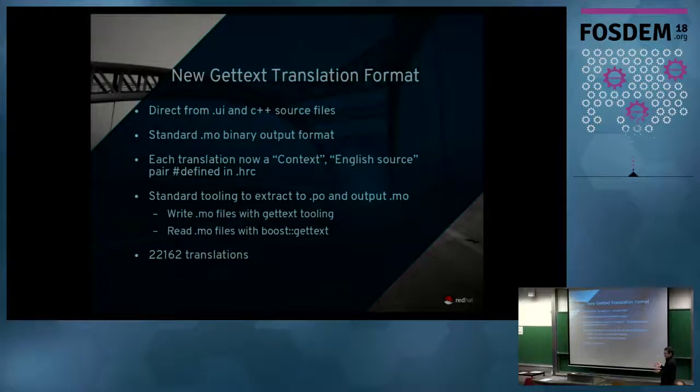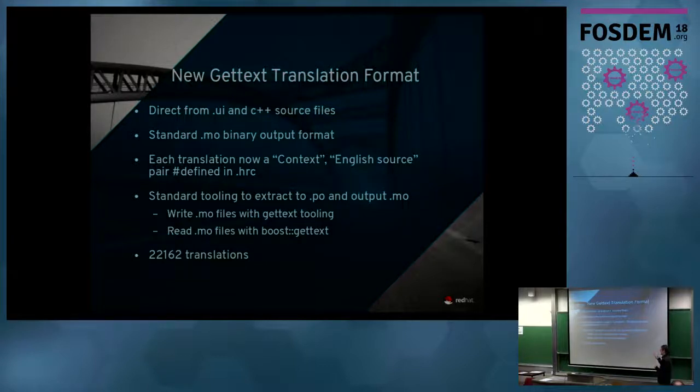Then we have our .po files, which are now directly created from the translations. They can go up to the website, back down from the website, and then we can use gettext to create the standard .mo output file format. And then we're using the Boost gettext implementation to read them. So the old translation format is gone, and the new translation format is the standard gettext file format.